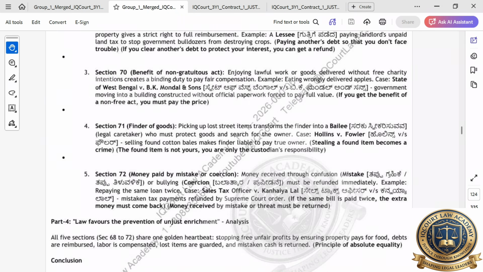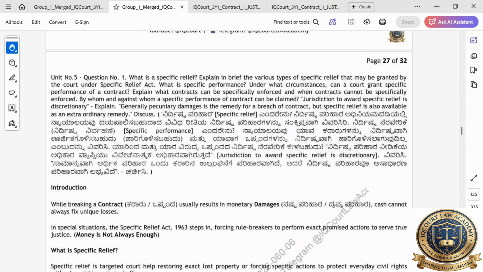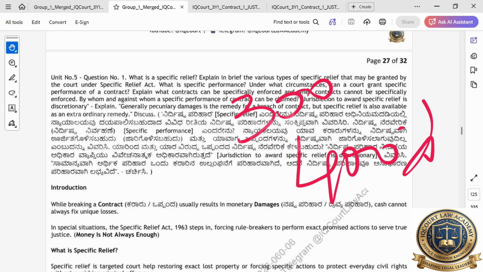That is the question. Then we'll go to the last unit. What is specific relief? Definitely 200, 300 to 400%. This is a very, very important question.